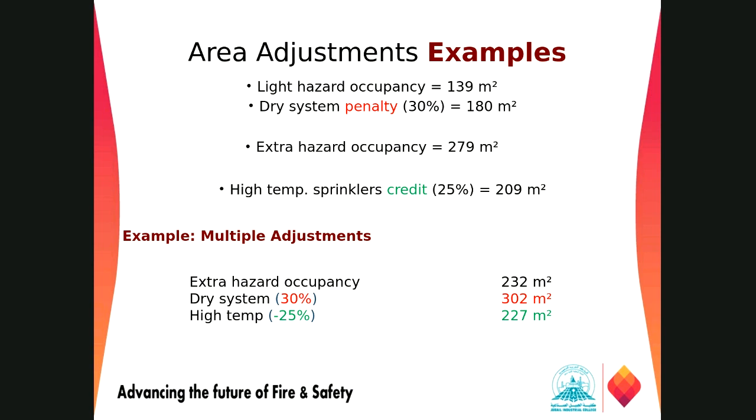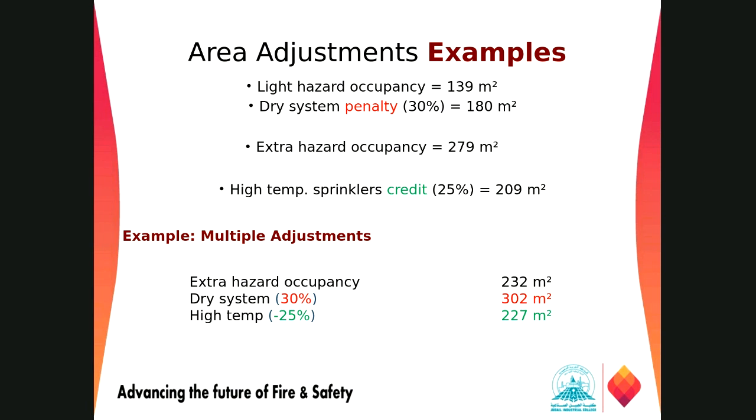Before the break, we stopped at the area adjustments example. I think Ahmad asked some question regarding those areas. I will just explain to him. If it is light hazard occupancies, and it is for 139 square meters for the light hazard as for those design density curve, and if that light hazard occupancy is for a dry pipe system, we have penalties of 30%. So we have to use 180 square meter minimum.